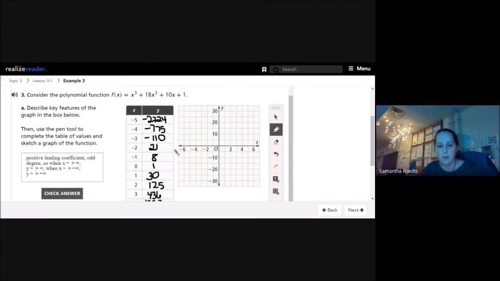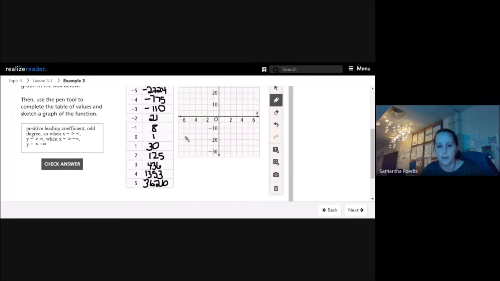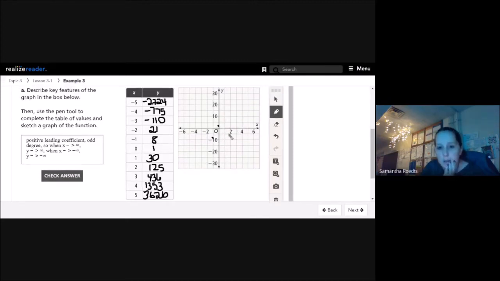Okay. Let's see, 0, 1 is about there, roughly, somewhere. Negative 1, negative 8 is there. 130 is up here.